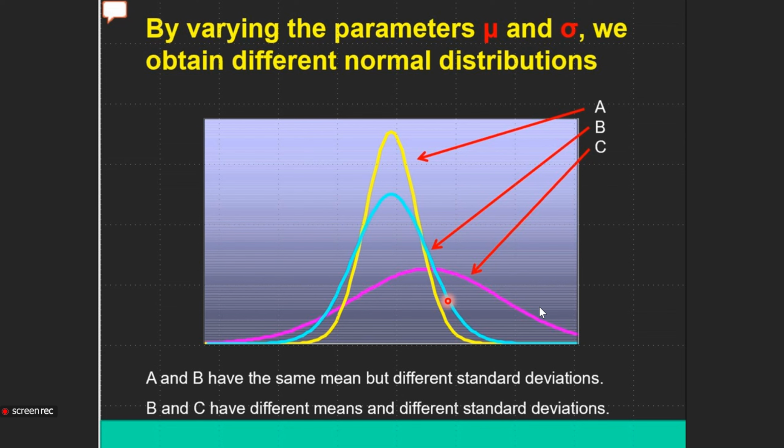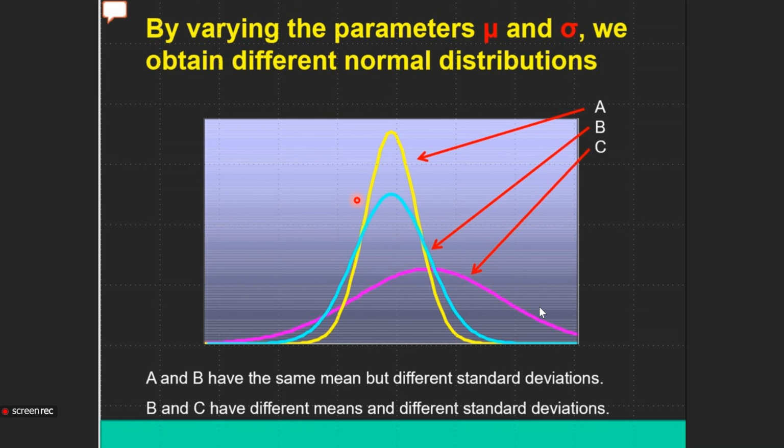Okay. Now, by varying the parameters mean and standard deviation, we can obtain different normal distributions. What we are saying is that when our mean changes, it affects the kind of distribution we're going to have, either the mean or even our standard deviation.